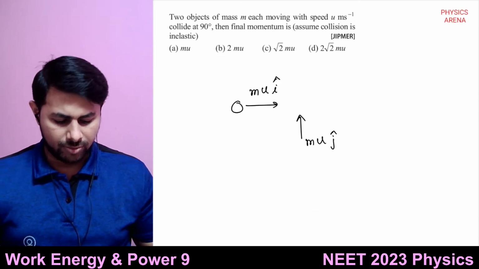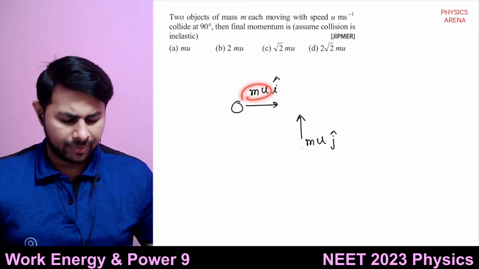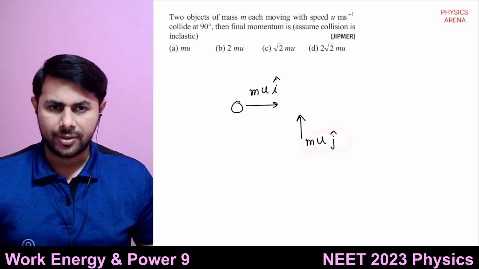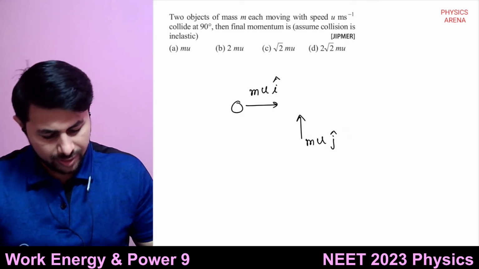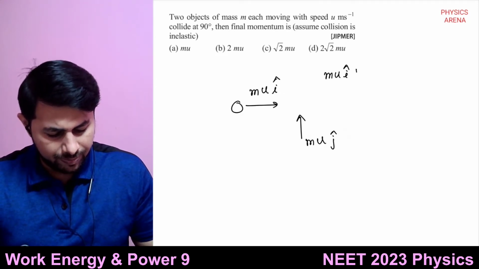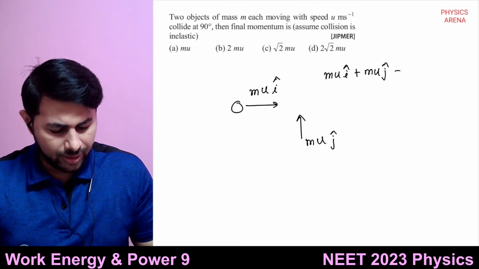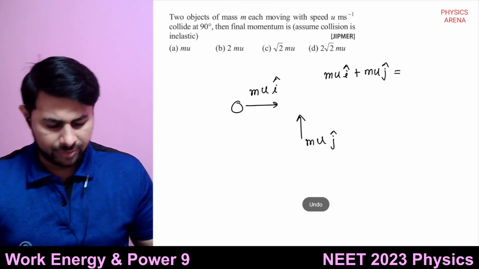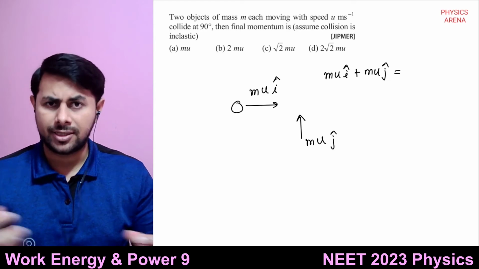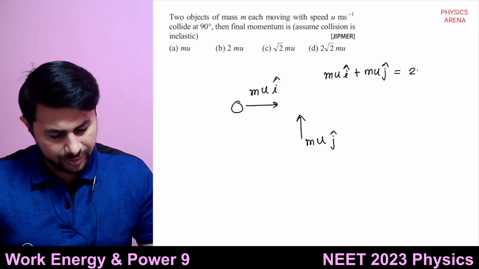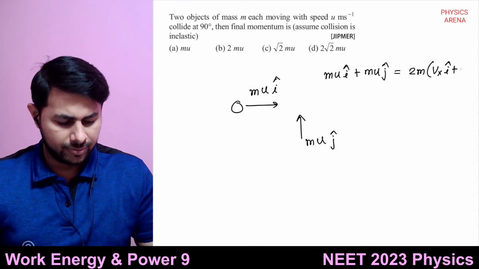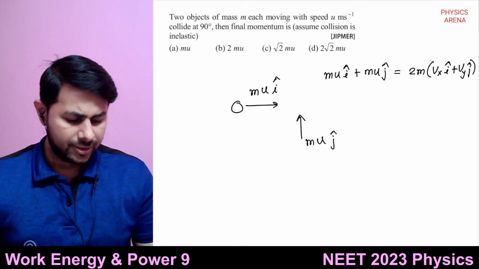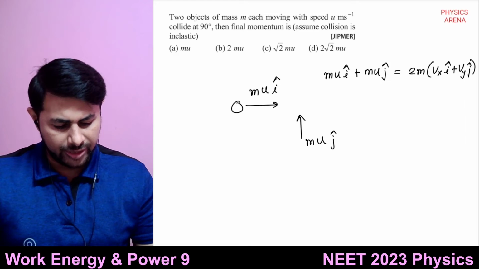So how much is total momentum? mu into i cap plus mu into j cap. This is total initial momentum. So this must be equal to total final momentum, right? So mu i cap plus mu j cap is equal to, its mass will be m plus m because they are sticking together. So m plus m is 2m multiplied by some Vx i cap plus some Vy j cap. We have to find that Vx and Vy. So what will be Vx and Vy?